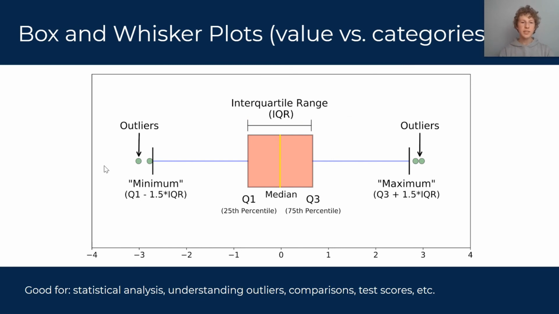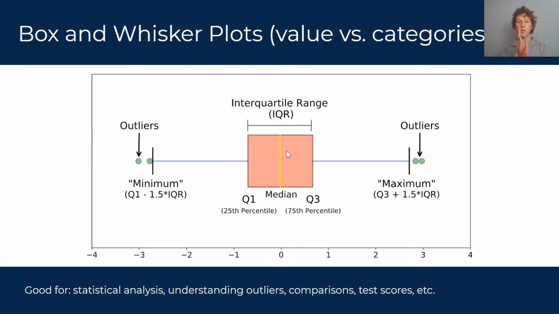Box and whisker plots are a little more complicated. You probably learned about them in math class. It's also a value versus category. So the middle box here, that's why it's called a box and whisker plot. This is where half of the data is. So from the 25th percentile to the 75th percentile, all of that is contained within that box.